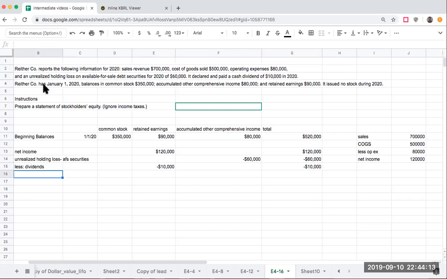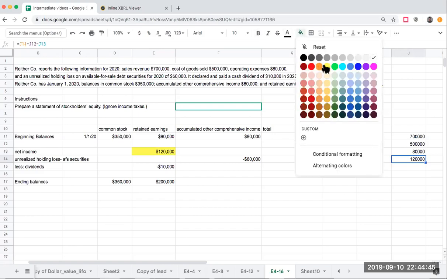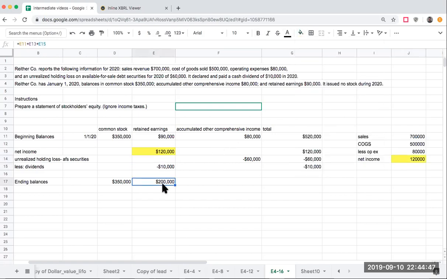It also tells me I had balances in common stock, and basically that it issued no stock during 2020, so this is not going to be impacted. My ending balances are going to be, for common stock, 350. Retained earnings will have an ending balance of 200,000. At a beginning balance of 90, I had net income of 120,000. How did I get that net income of 120? It's coming right from over here. I'm subtracting out my dividends, which gives me my ending balance in retained earnings.